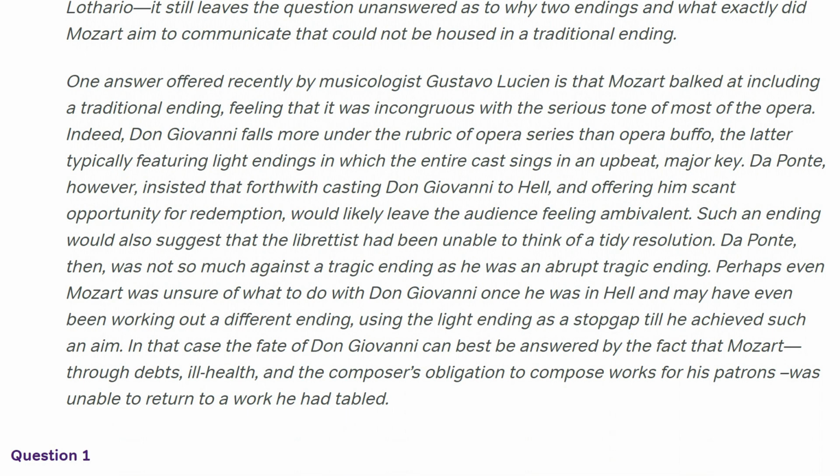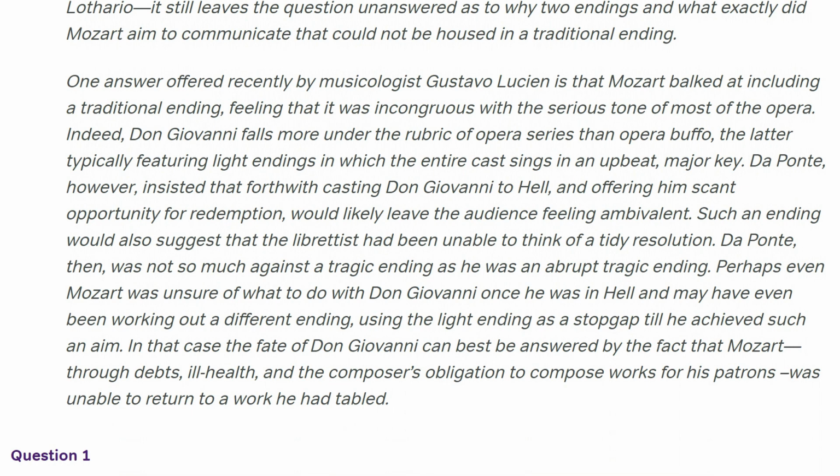One answer, offered recently by musicologist this dude, is that Mozart hesitated at including a traditional ending, feeling that it was incongruous with the serious tone of most of the opera. So that first ending, the popular one, the traditional ending, was incongruous. It didn't fit with the serious tone of the opera. Makes sense. That was the happy ending.